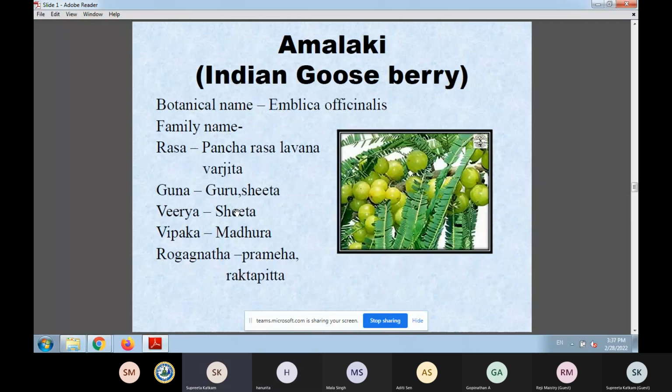What do you call this? Indian gooseberry. Amla. Yeah. So this is one of the famous ingredients of one of the famous Ayurvedic medicines. Any idea or any guesses?